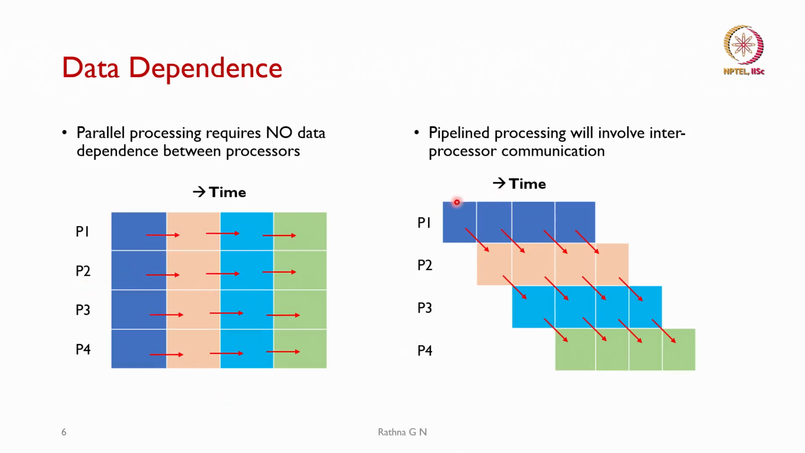Whereas, in the case of pipeline, we said there is a data dependency between the two processors. So, P2 is waiting for data from P1, the same way P3 will wait for P2, and then P4 will be waiting for P3. So, if they are dependent, then the flow is going to be in this fashion.